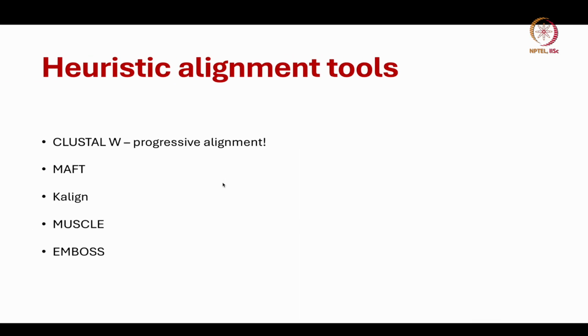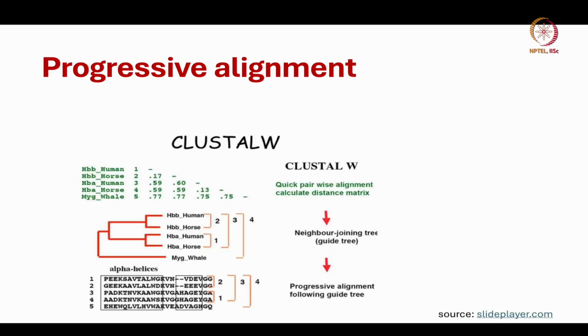Since it's very computationally intensive, we use heuristic alignment tools. There are multiple heuristic alignment tools. ClustalW is one of them, which uses progressive alignment heuristics, which we have already seen in our classes. So we'll use the ClustalW heuristic alignment tool to align 6 protein sequences and see the alignment in detail.